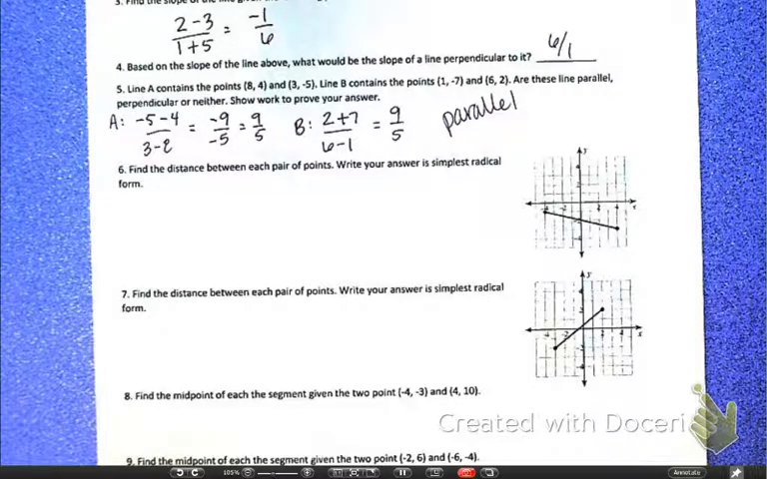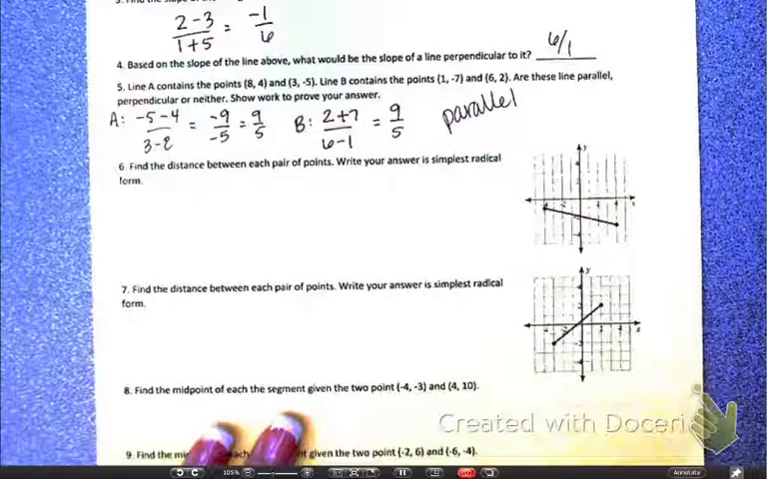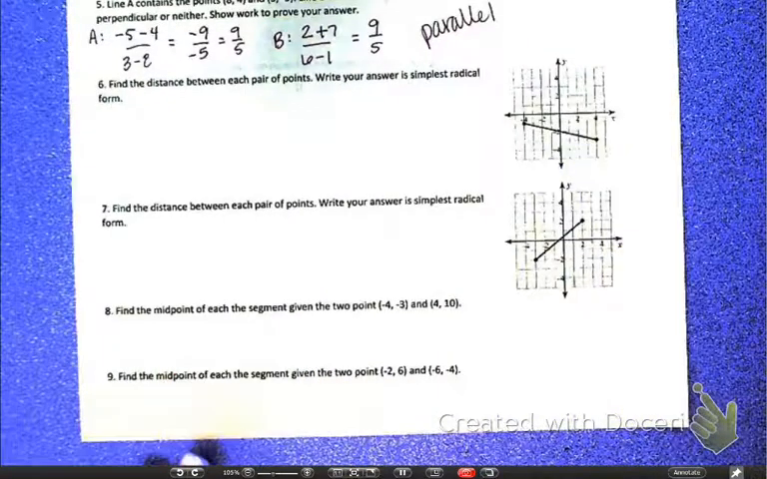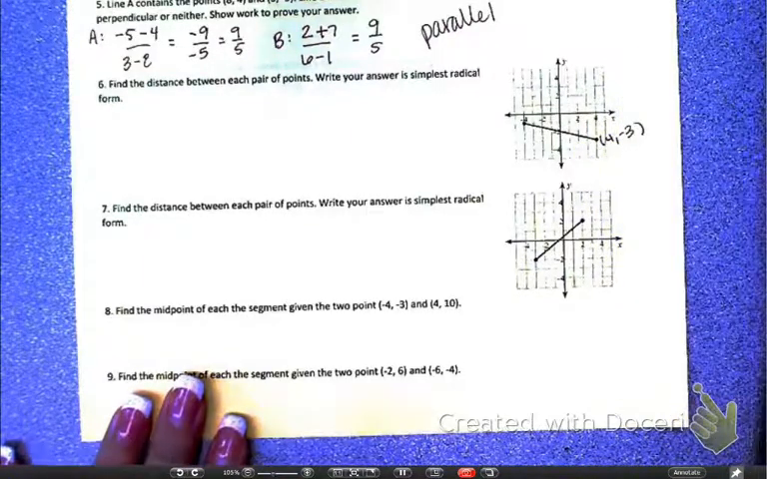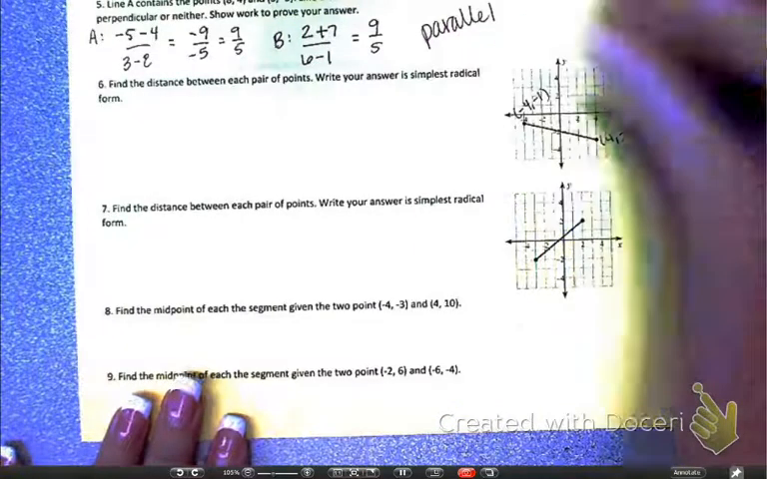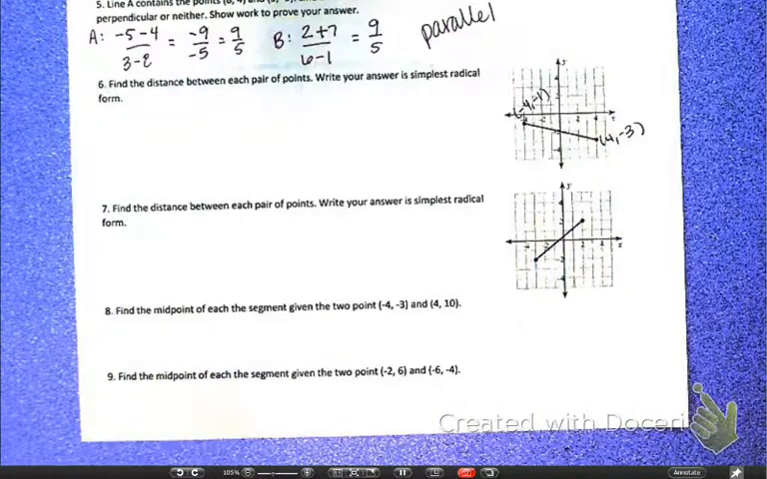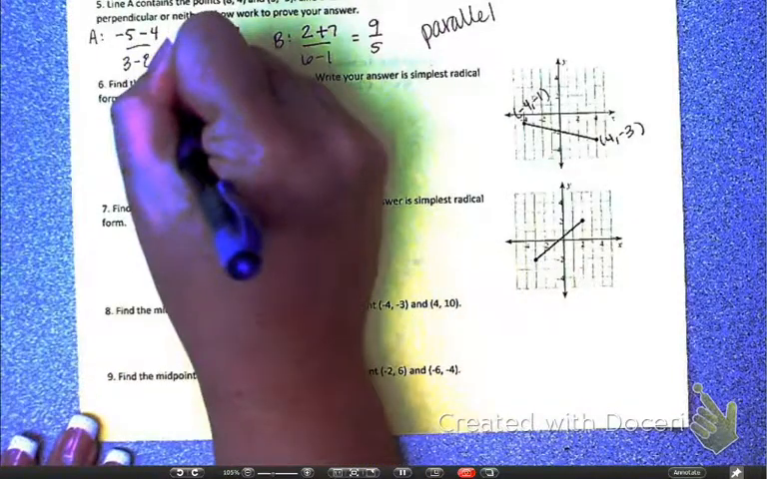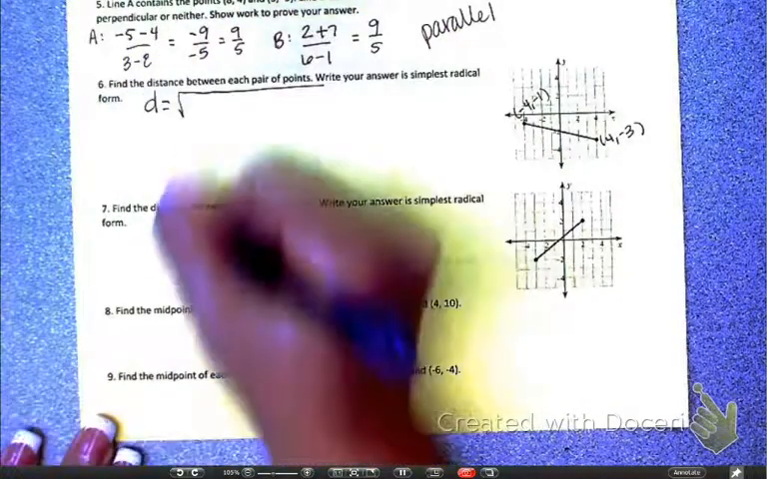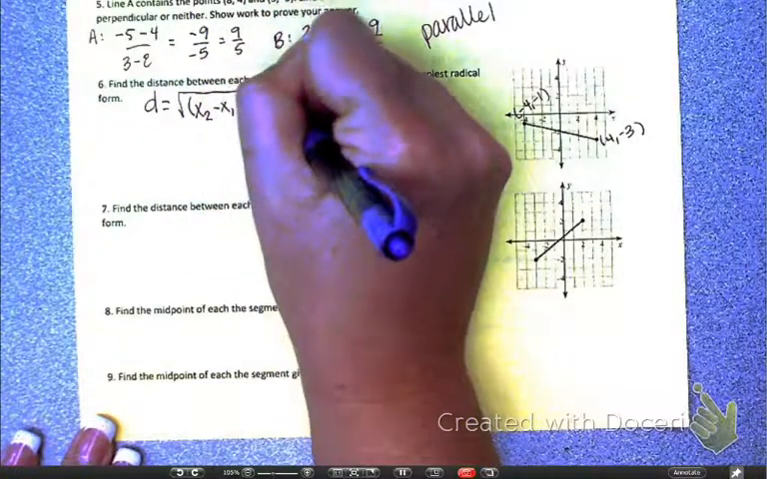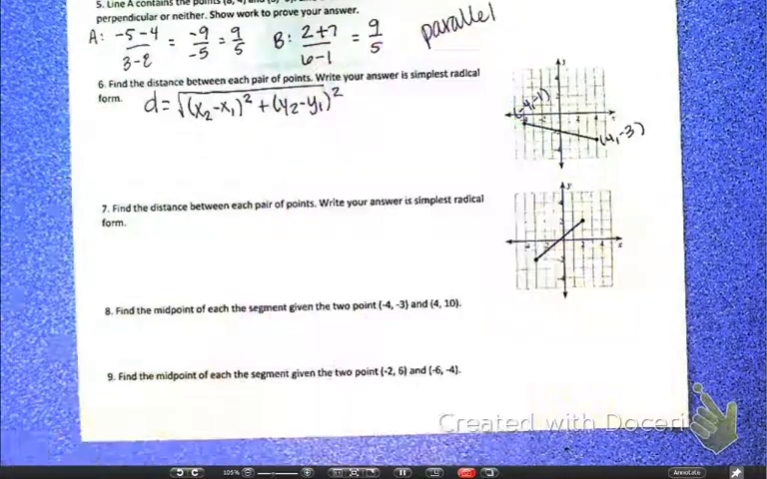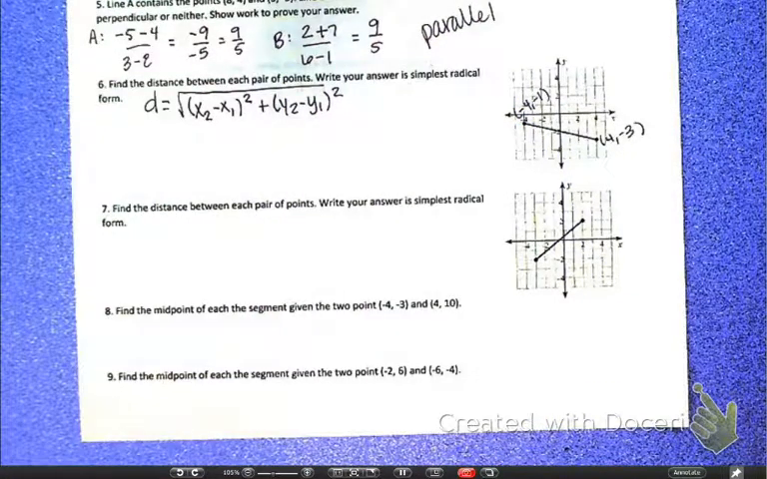Find the distance between each pair of points. Write your answer in simplest radical form. So before I can find the distance, I need to know what these points are. So this one is at 4, -3. And this one is at -4, -1. Do we know the distance formula? So D equals the square root of x2 minus x1 squared plus y2 minus y1 squared. So far you have two formulas you need to know. You need to know the slope formula and you need to know the distance formula. Okay?